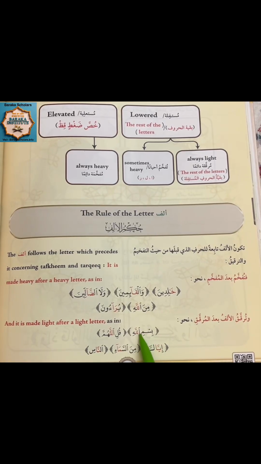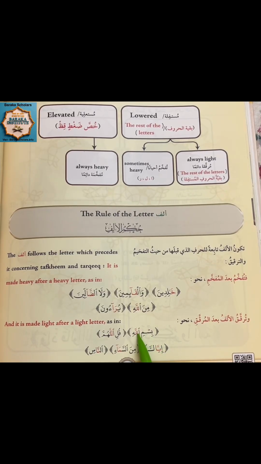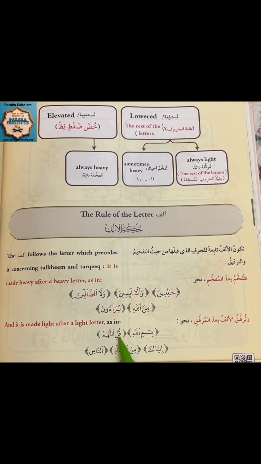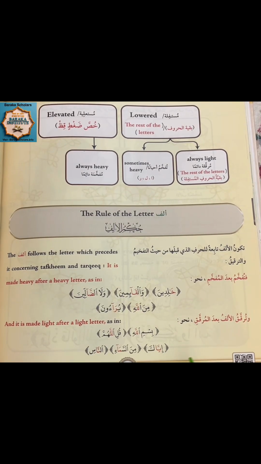Now let's see. Alif, it's going to be light when it's preceded by a light letter. Let's see. Bismillah. The word Allah here, the lam in it is light. So the alif after that lam is going to be light as well. So it's Bismillah. Lahi. Bismillahi. Also here, قل الله. This lam is light, so the alif after it, that little tiny alif here, is going to be light. قل اللهم. Yeah is a light letter, so alif after always going to be light.